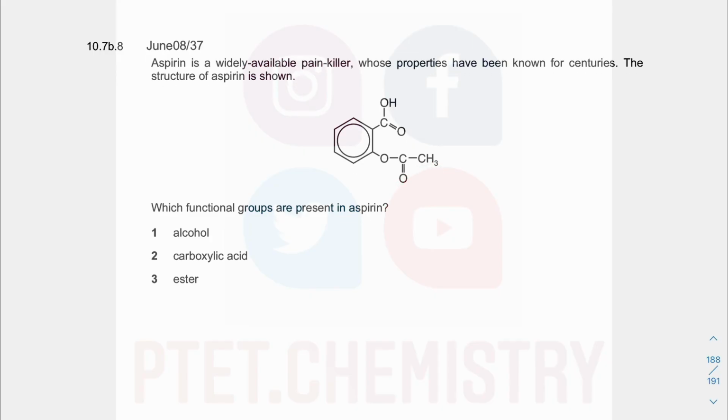So moving on to this next question, we have aspirin. Aspirin is obviously a well-known painkiller. We've known its properties for centuries, and it's got this structure here. You can see there is a carboxylic acid, and I hope you can see there is an ester, and this bit is just the benzene ring.